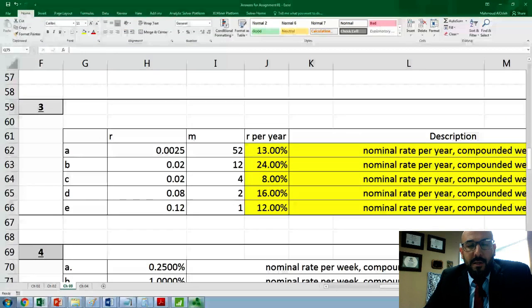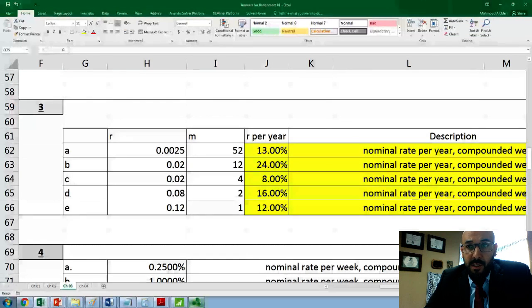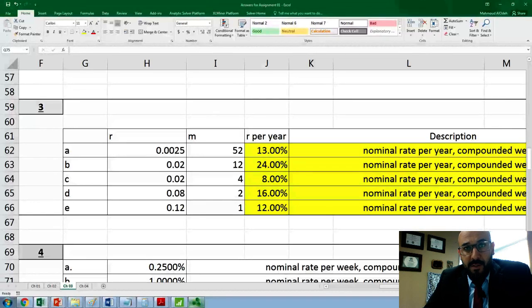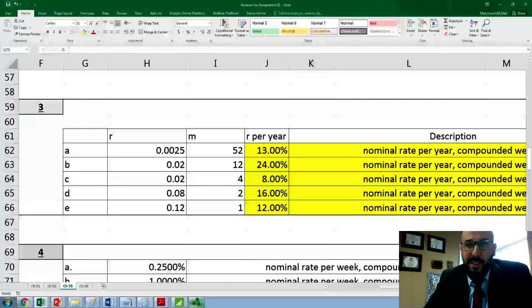Hi. The nominal and effective interest rate is a term that we use in economics and cost analysis. And therefore, Chapter 3 discusses this concept, the nominal and effective interest rate. As discussed in the chapters and previous videos, the nominal is not the true value of the interest rate. However, we need to use the effective interest rate. We could use the nominal rate to find the effective interest rate.